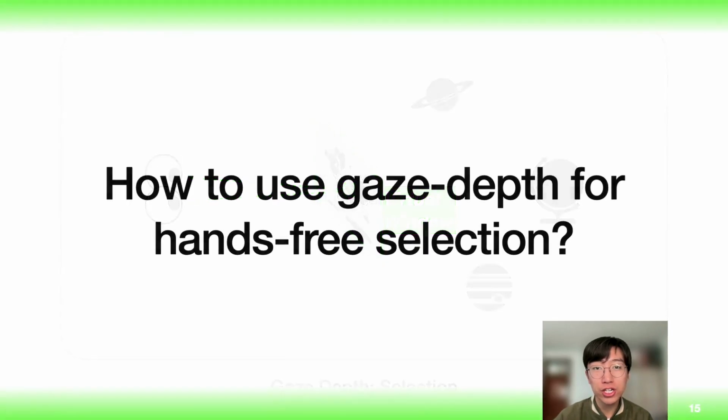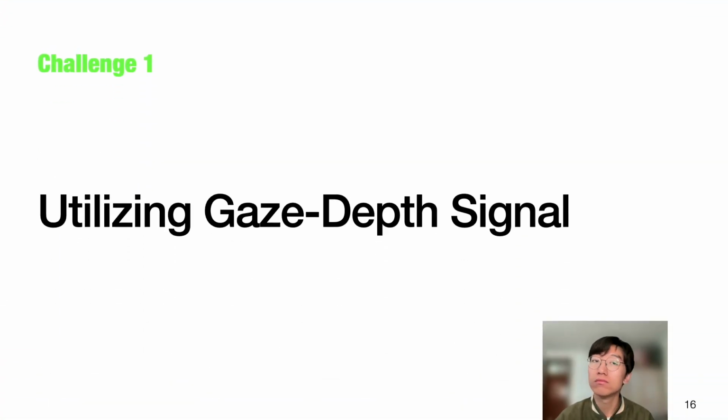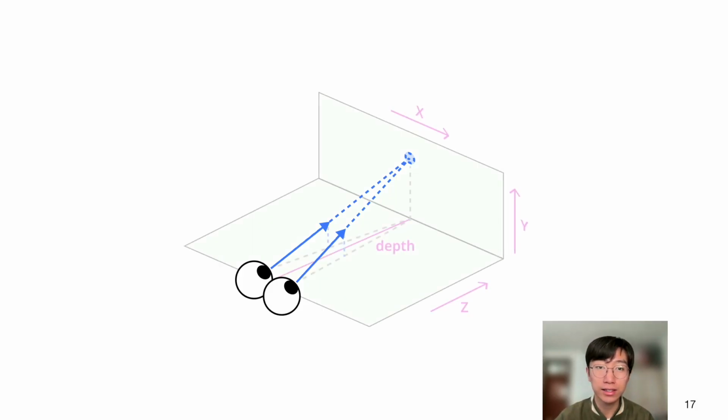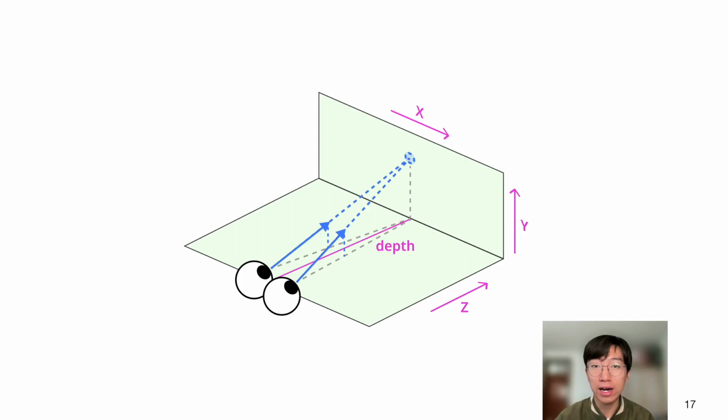So how can we achieve this interaction using gaze depth for hands-free selection? There are two challenges. The first one is how we can utilize the gaze depth signal. We can obtain the observation point from the intersection of two gaze rays from our eyes and calculate the distance from our eyes to the observation point, which is the gaze depth.